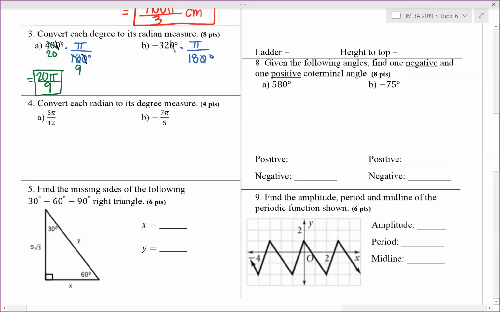One thing I forgot to talk about is that our degrees cancel out. That's how we know that we're converting appropriately, because the degree symbol disappears when we multiply by that conversion factor. So then we're left with 32 and 18.